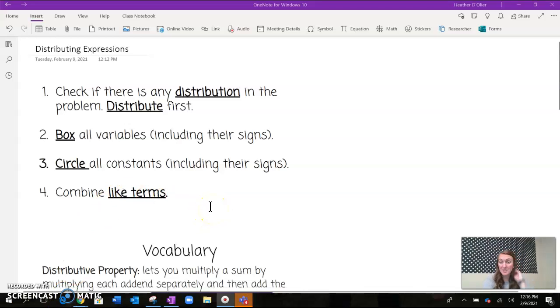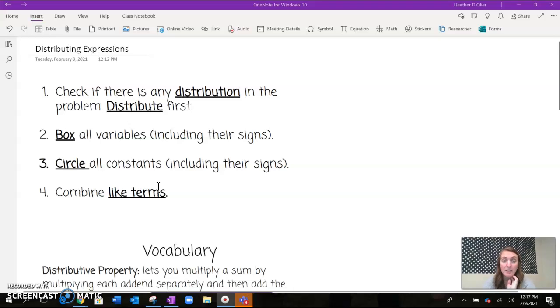So our steps for this are still the same. Number one, check if there's any distribution. Well, this is distributing expressions, so there's going to be. Then distribute first. Box all your variables, circle all your constants, combine like terms, okay?